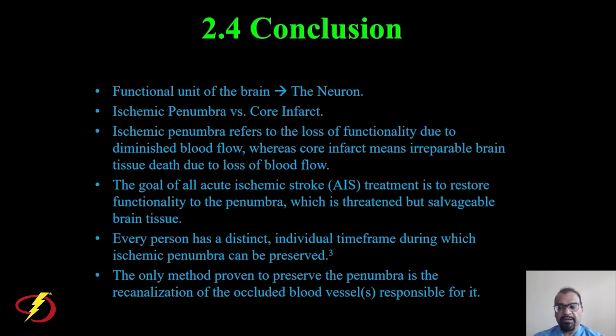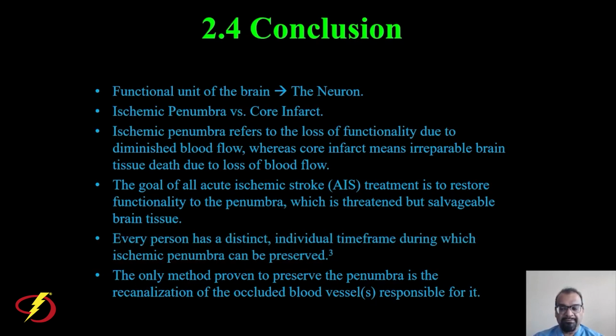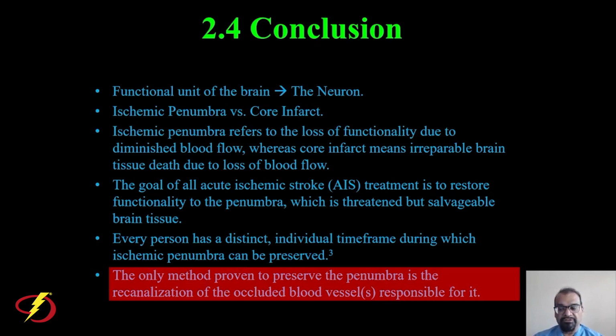We do this by removing the occlusion within a blood vessel that supplies that region. Everybody has a distinct individual time frame during which the ischemic penumbra can be preserved. Why is that? Because everyone has an individual distinct collateral circulation that may last minutes to hours to days. The only proven method to preserve the penumbra is to reopen that occluded blood vessel that causes it.